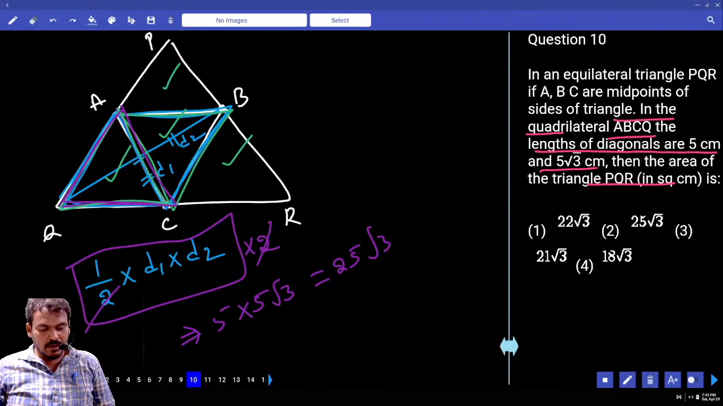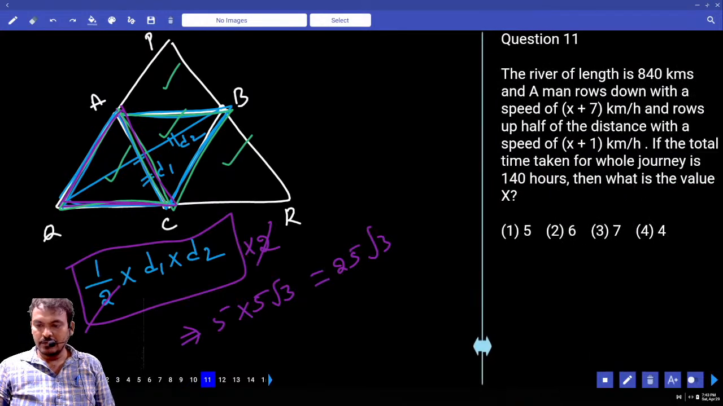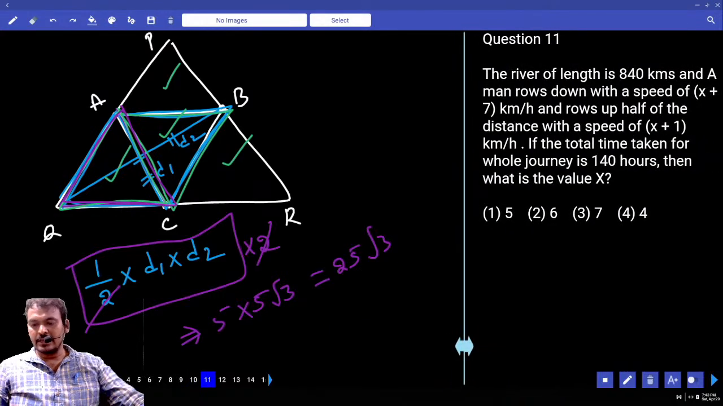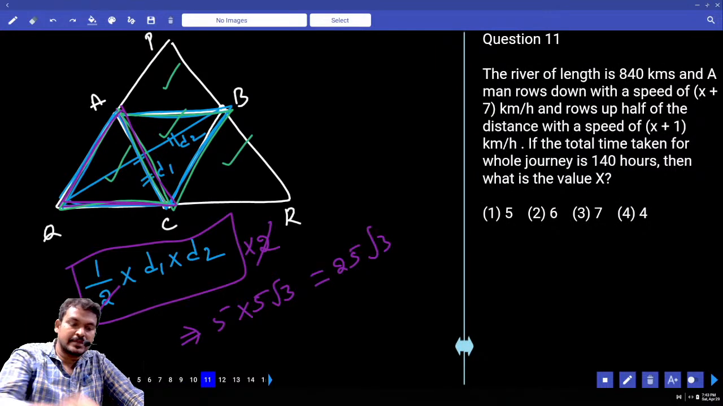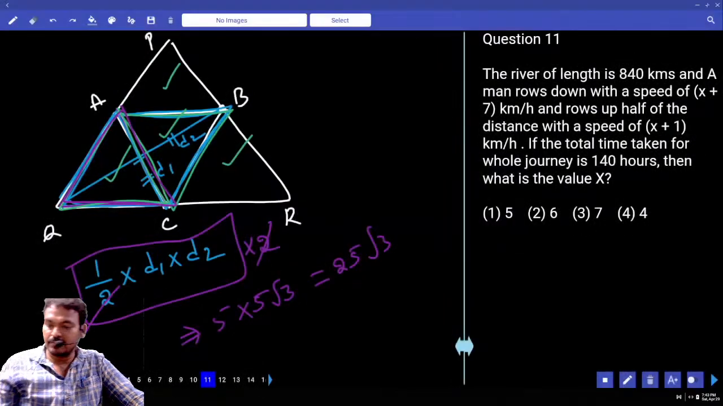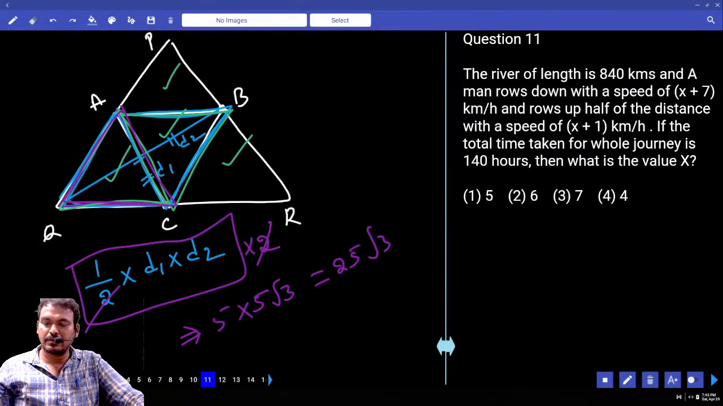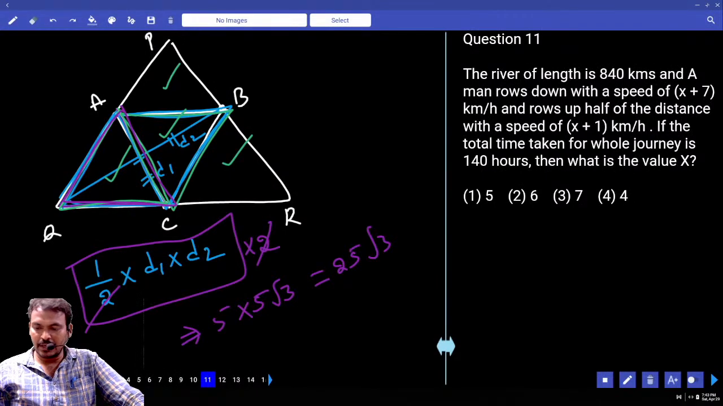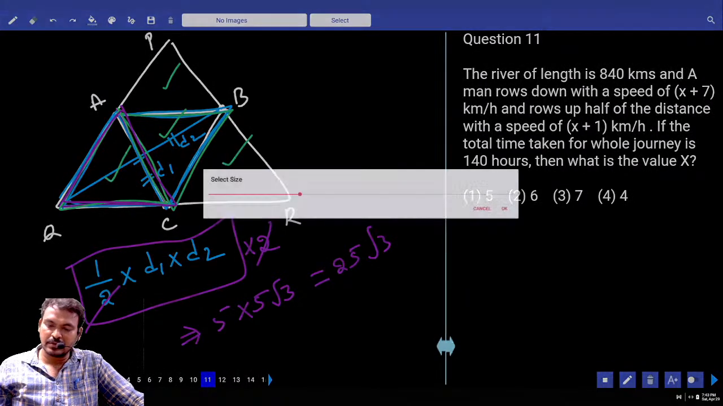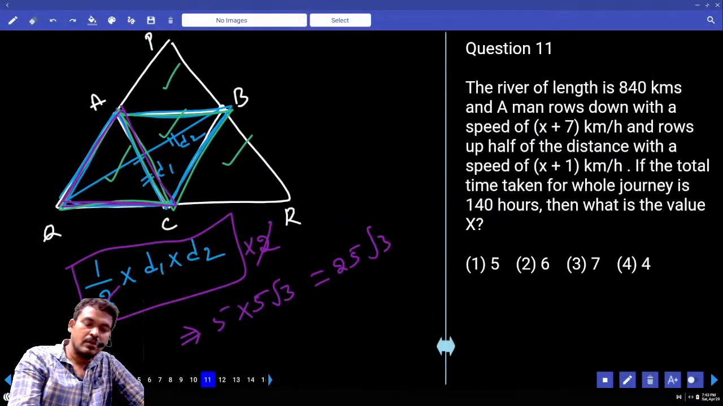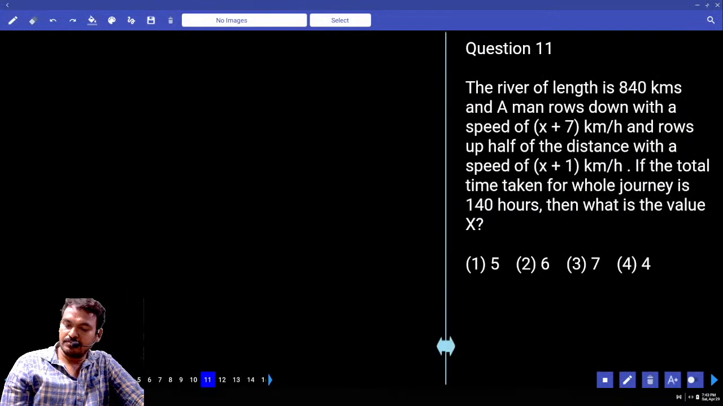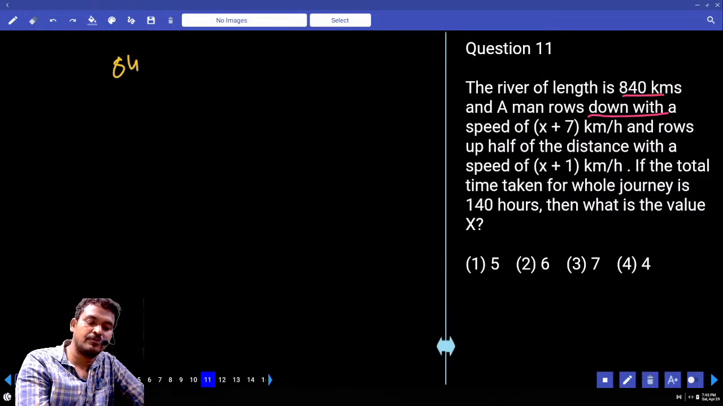Next, question number 11. The length of a river is 840 kilometers and a man rows down with a speed of x plus 7 kilometers per hour and rows up half of the distance with a speed of x plus 1 kilometers per hour. If the total time taken for the whole journey is 140 hours, then what is the value of x? What is the distance given in downstream? 840 kilometers.